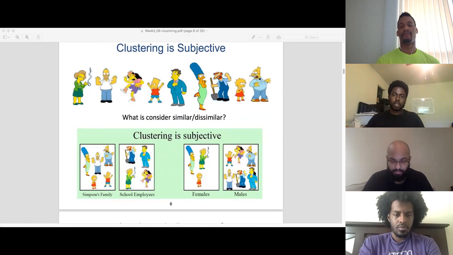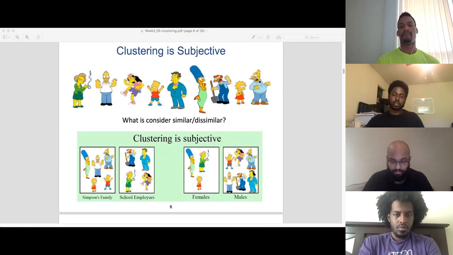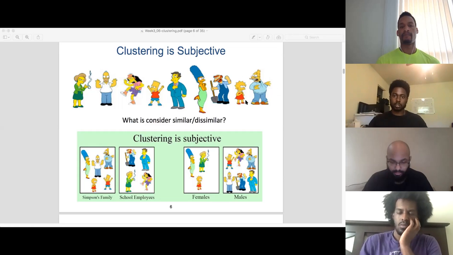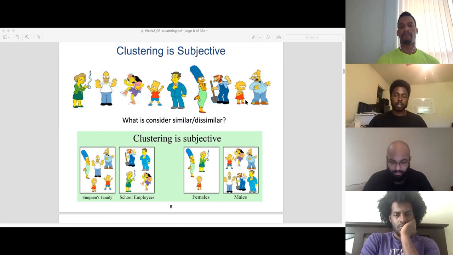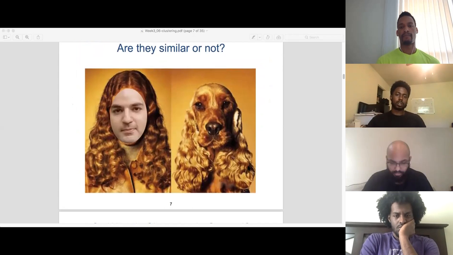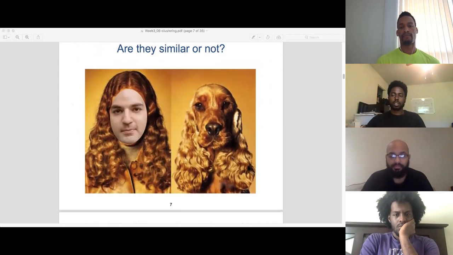Okay. So this is just another example of the subjectivity of clustering. There's no objective similarity measurement. It's whatever you decide you care about in terms of similarity. So here we have these Simpsons characters, right? And your similarity measure might be family versus employees, or you might look at something like people's sex. So you might have females versus males. Right? And so here's just another example of really interrogating the subjectivity of similarity.